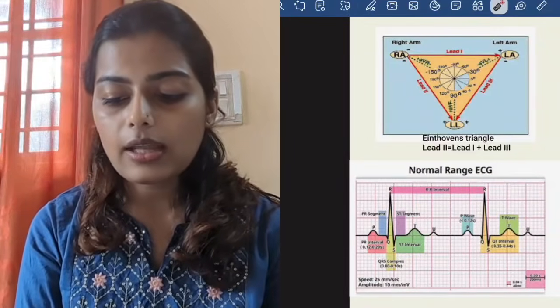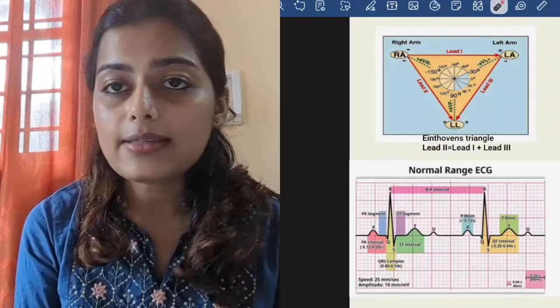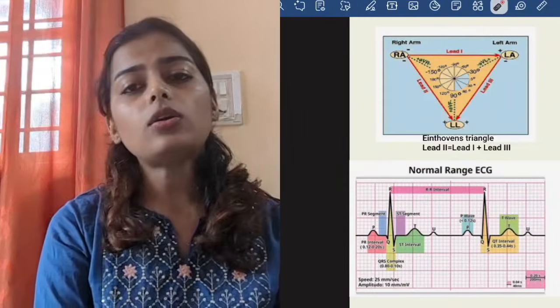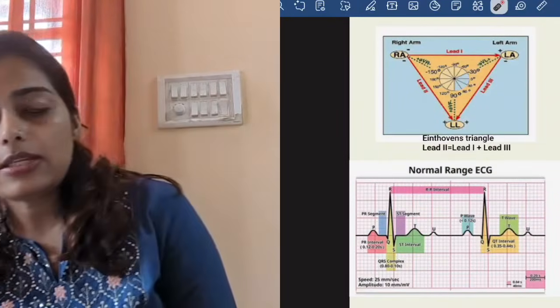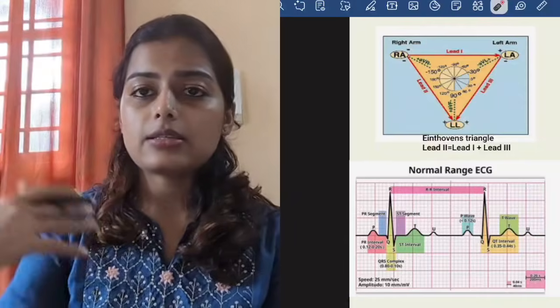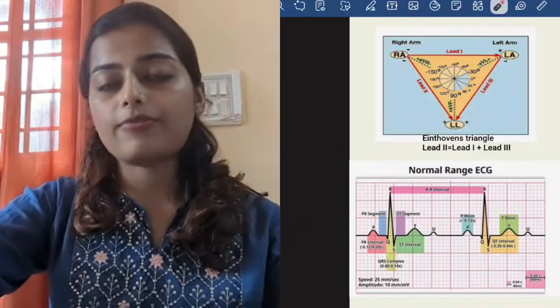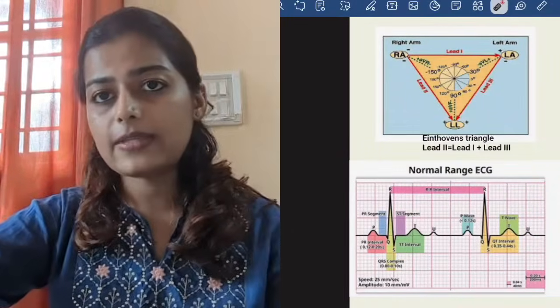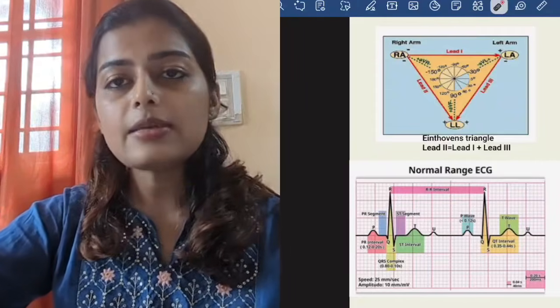Now let's go into some normal ranges in an ECG. I talked about the waves and intervals in an ECG, and let's see what the normal values of these waves and intervals are. So first is the P wave.